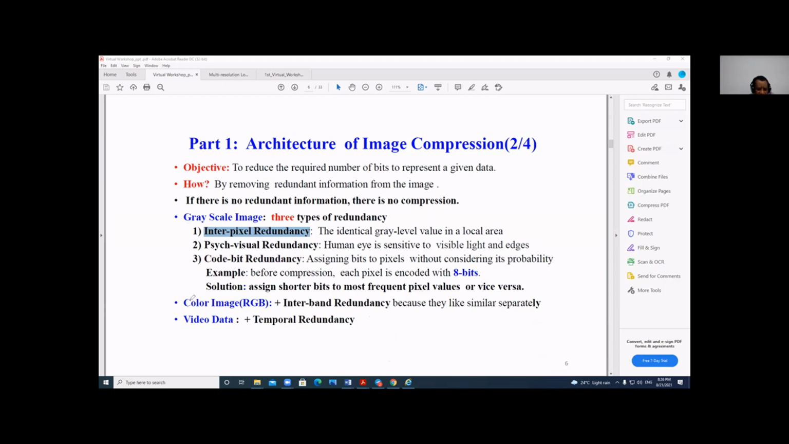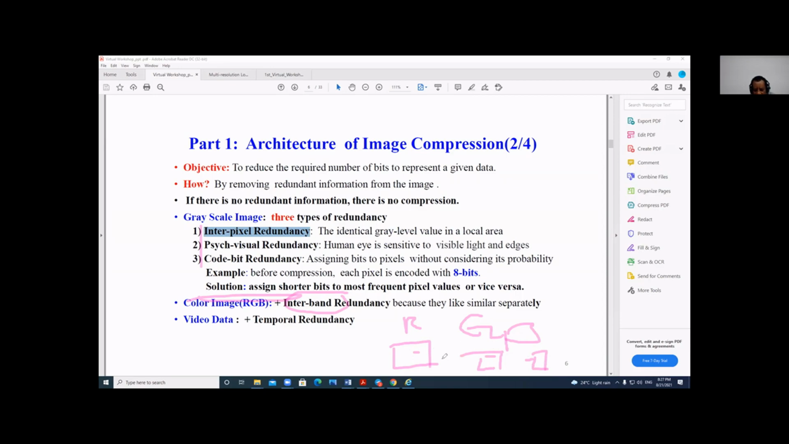If the image is a color image, in addition to the above three redundancies, there is also inter-band redundancy, meaning between the RGB planes. So there is a red component, then a green component, and then a blue component. If we display them separately, they look almost the same. That means there is redundant information between them.